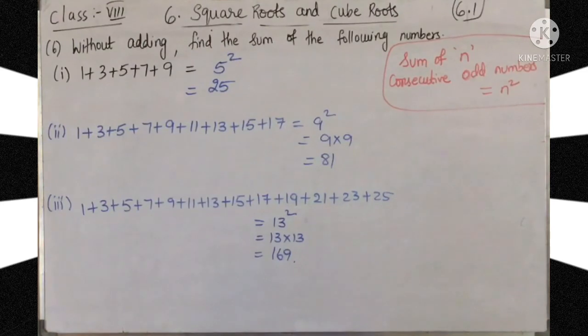So it is easy to find out. Instead of adding, which will take time, children, if you remember that formula, the sum of n consecutive odd numbers is n square, you can easily find out this addition.